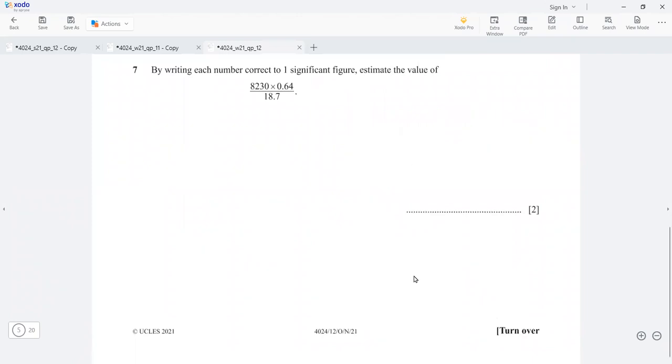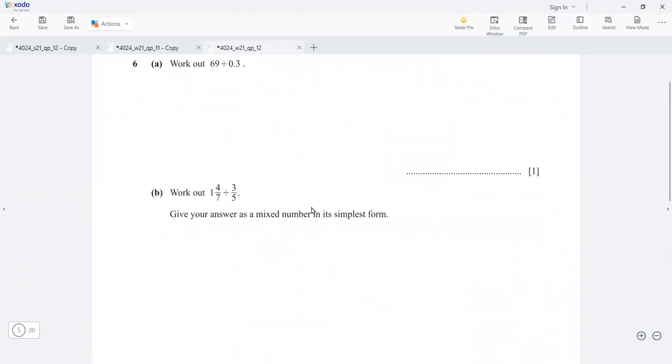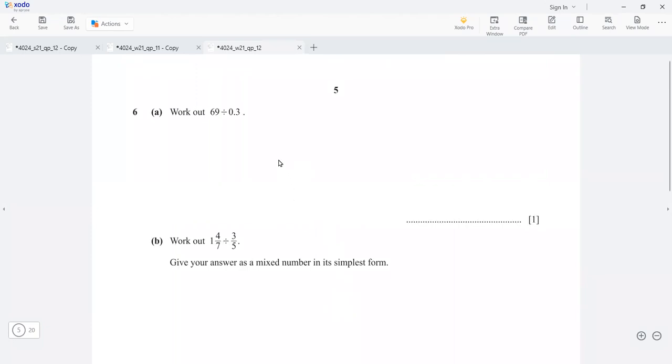So moving towards the next question. In question number 6, we have to work out 69 divided by 0.3. So how to solve this? Simply write down 69 and divide it by 0.3.